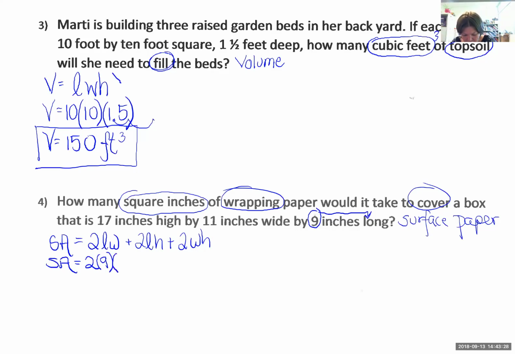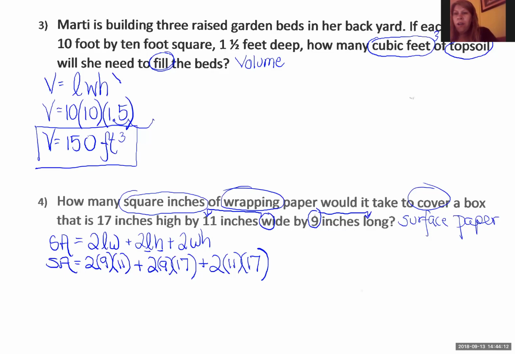And then I said that the width was 11 inches. So I'll have two 9 by 11 rectangles, and I'll have 2 of the length times the height. So again, my length was 9, but my height was 17. I'll have 2 of the 9 by 17 rectangles. And I'll have 2 of the width by the height. So 2 of the 11 by 17 rectangles. And I'm again typing the entire expression into my calculator. Since there are no letters, it's all numbers, I'm totally free to do that. And I got that the surface area is 878. Is that what you guys got?